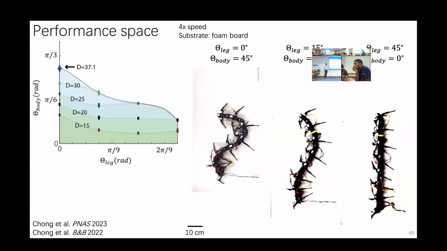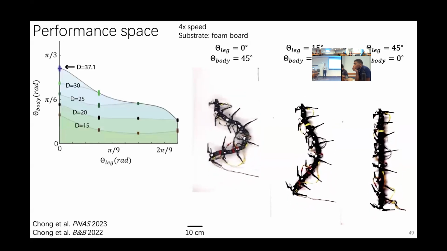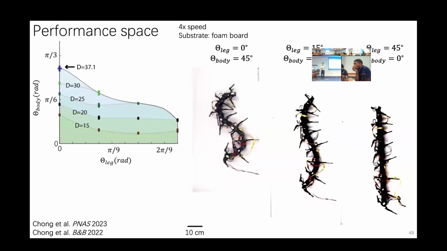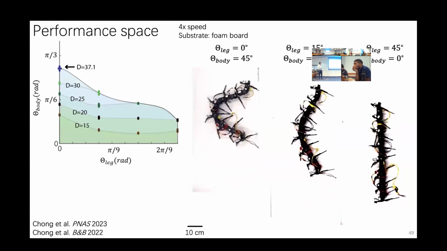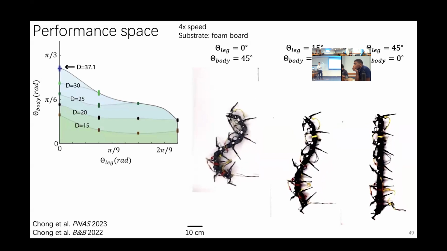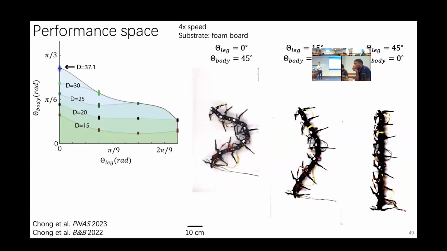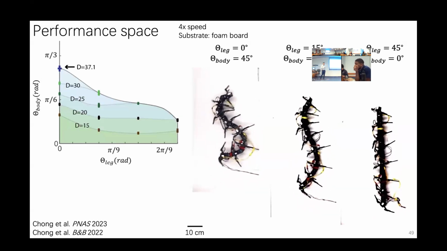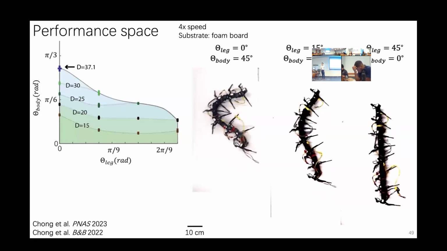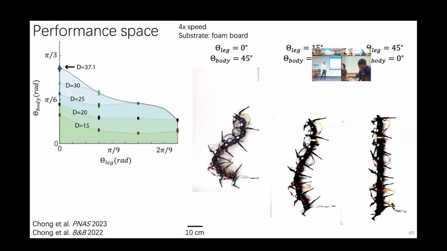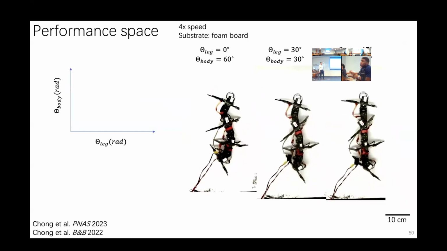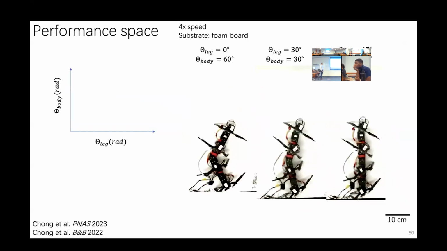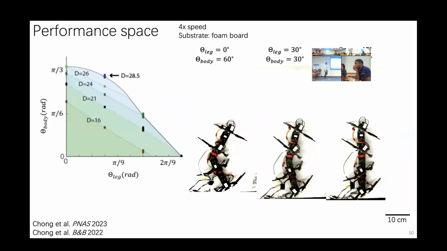And here is what we get when we sample the entire performance space and obtain a heat map. And we notice that the optimum emerges to be the pure body undulation. And this is a conclusion that we have from a 16-leg movement. What would happen if we have 8 legs? Well, the optimum seems to be different. And if we sample the entire performance space, we notice that the optimum is somewhere in between the body and the leg.